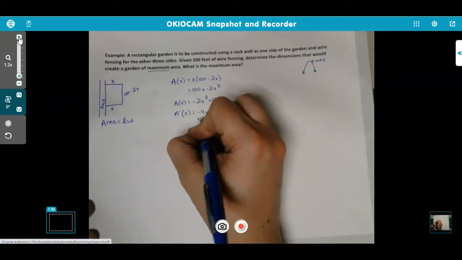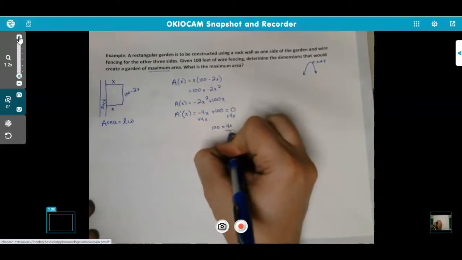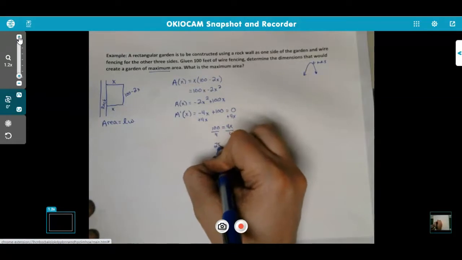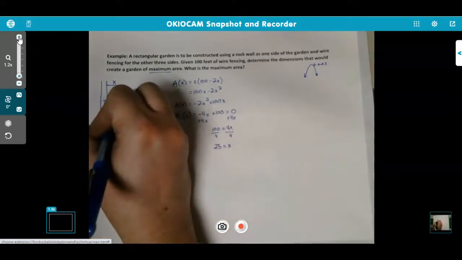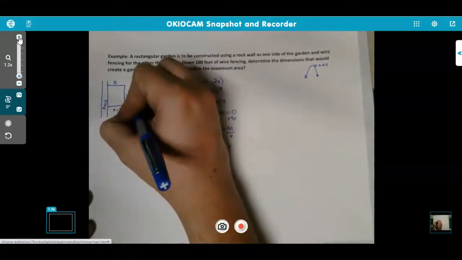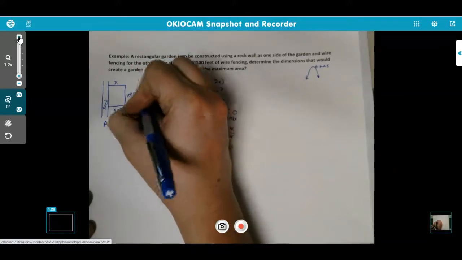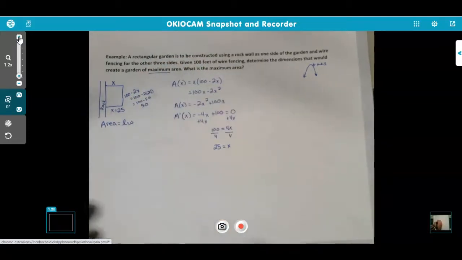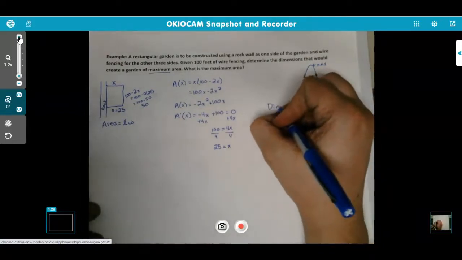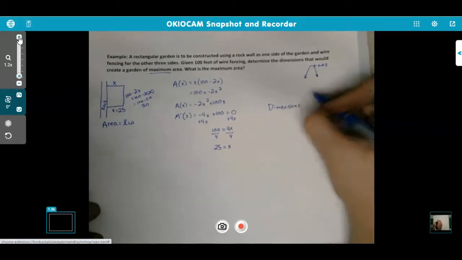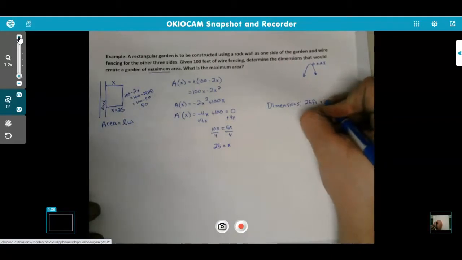Solving that for x, we can add 4x on both sides just to make everything positive. So 100 equals 4x, divide by 4, and we get 25 is equal to x. If x is equal to 25, I can get this side length by plugging it in. So 100 minus 2 times 25, that's 100 minus 50, so this side should be 50. So what this means is that the way I get the maximum area is if the dimensions are 25 feet by 50 feet.